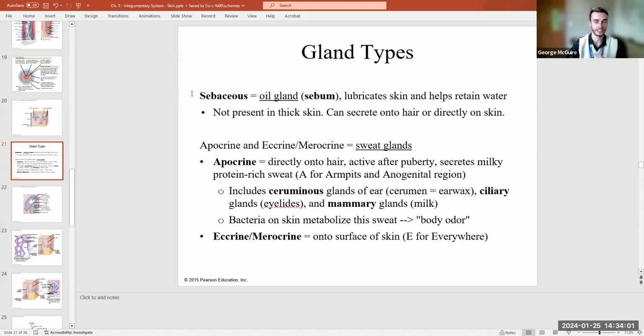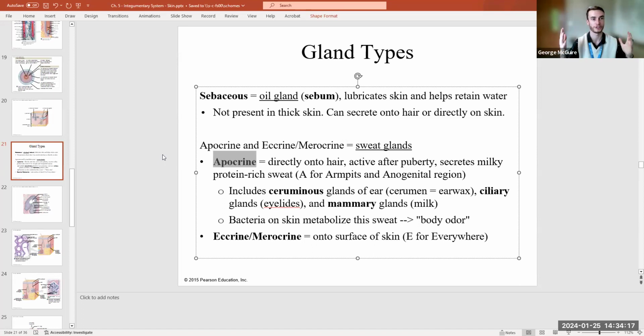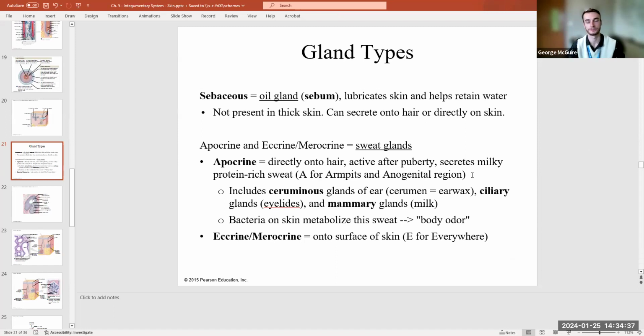And then apocrine and eccrine glands, again, these are producing sweat. Apocrine glands are only in particular locations, and they only start expressing their secretions after puberty. It's a part of what gets activated through our maturation, through the puberty process. And these apocrine glands secrete directly onto the hair that we have in our armpits and our anogenital region. So it's trying to memorize these: A for armpits and anogenital region. These apocrine glands are only found there, and they secrete their sweat directly onto our hair.